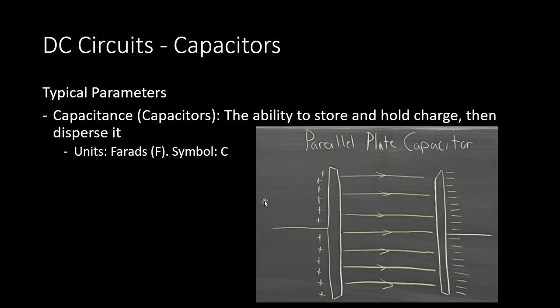Here what we have is what's called a parallel plate capacitor, where essentially we have one side trying to store a bunch of positive charge, trying to keep it separate from another plate that's storing a bunch of negative charge. And what we see here is just electric field lines. This is meant to help show that parallel plate capacitors are very good at separating charge.